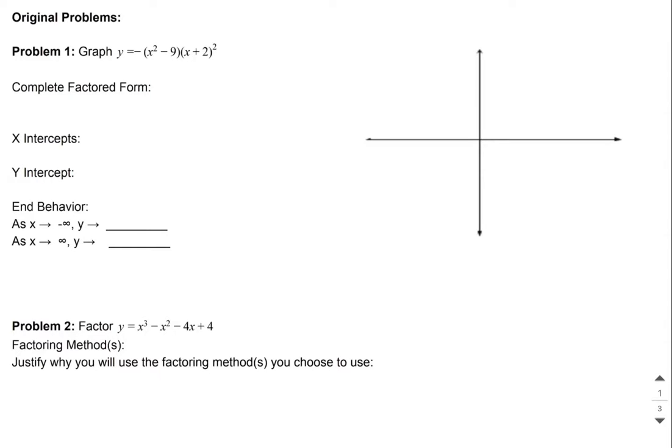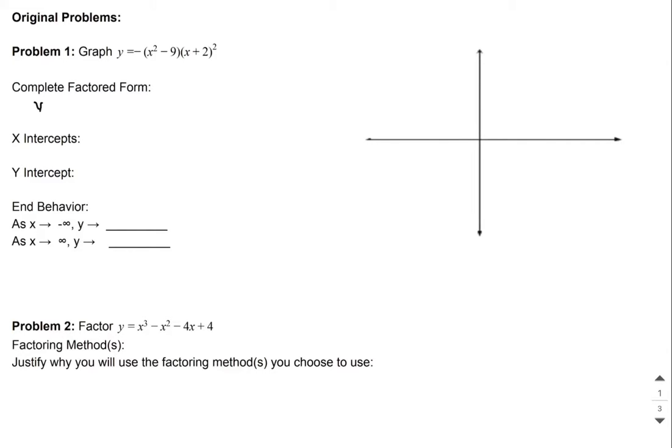For problem 1, I want to graph y is equal to negative x squared minus 9 times x plus 2 squared. The first thing I need is for it to be in factored form, and it is mostly factored, but it could be factored even further. I look at this first factor, x squared minus 9, and I know that's the difference of two squares, and it can be broken down even further. So I want complete factored form because I need factored form in order to find my important points that are going to be on my graph for these higher degree polynomials.